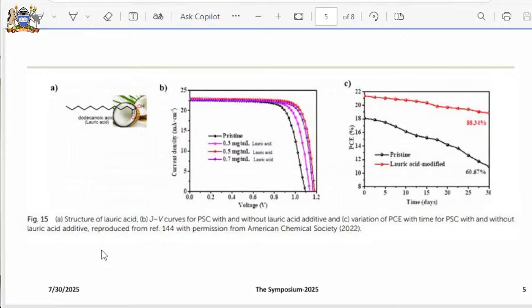Remember, these are solar panels you'll be putting on top of your roof, for example. You want to harvest or trap energy as much as you can, so you also need to look at the stability of the material. We have the pristine one here, and then the lauric acid modified perovskite. You can see that over around 30 days, you can get around 88% retention, but this other one drops to around 60%. So one would want to look at additive engineering so that you can improve the performance and stability of these materials. Next, please.